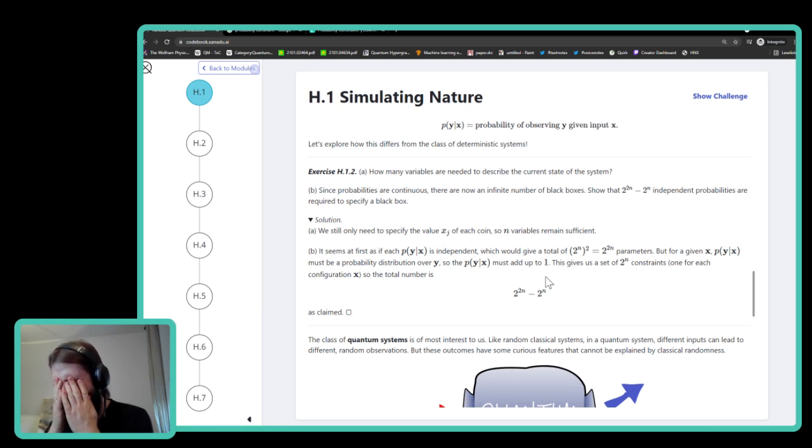I can visualize that, right? I have a map of all the possible input states, all the possible output states. For each input state, there's like 2 to the power of n different probabilities that specify the probabilities of observing a given y, right? We have a constraint over each of these probabilities, though, which is that over each of these probability distributions, right?